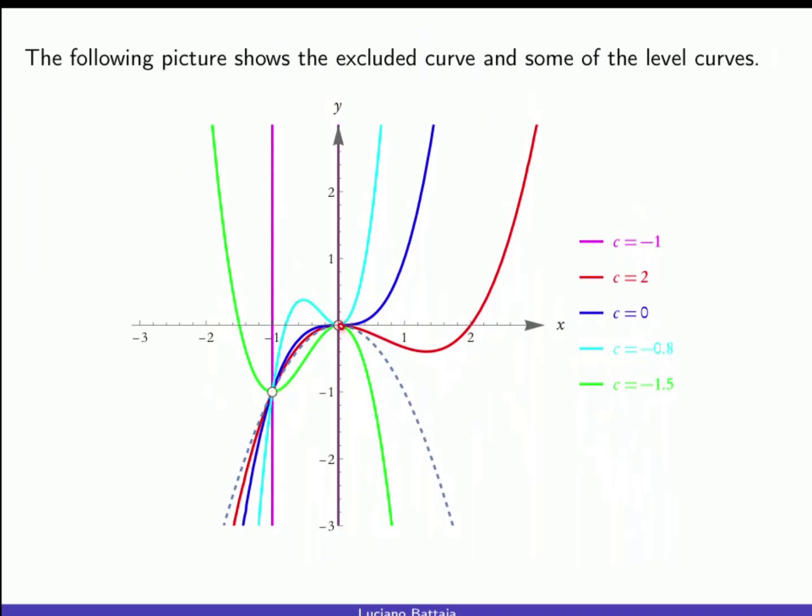Obviously we must exclude the points belonging to the parabola that makes the denominator equal to 0. This concludes this collection of exercises on level curves.